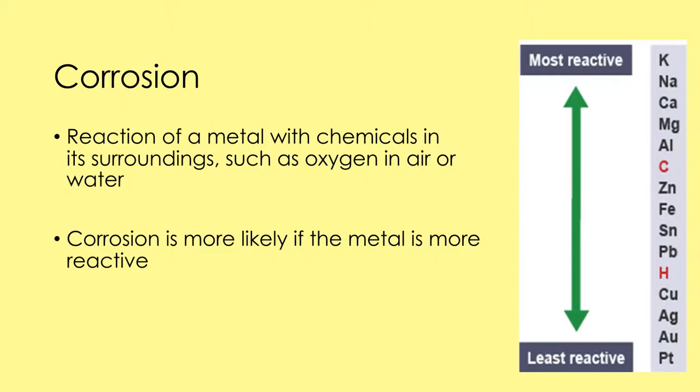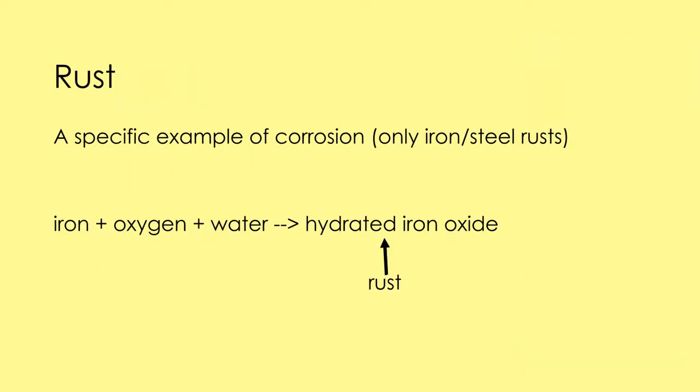I've talked about rusting. People quite often get confused between corrosion and rusting and use the 2 terms interchangeably. We need to be careful. Corrosion is a general term: it's a reaction of any metal with chemicals in its surroundings. Rusting is a specific example of corrosion. It's only for iron or steel. Steel is an alloy that contains iron. Rusting is for the element iron, but because steel contains that element, it also rusts.